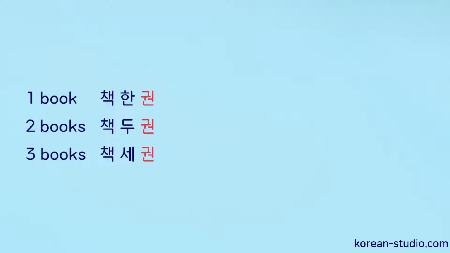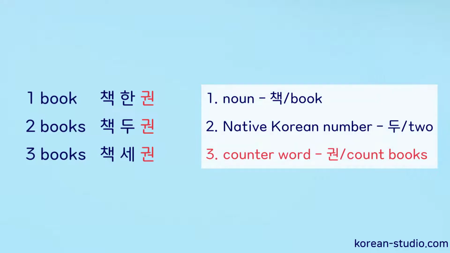So you can clearly see a pattern here, and that pattern is, first we say the noun we're counting, and it's not important to say singular or plural form. So we just say the noun as it is. Then we use the native Korean number, and then we use a counter word.